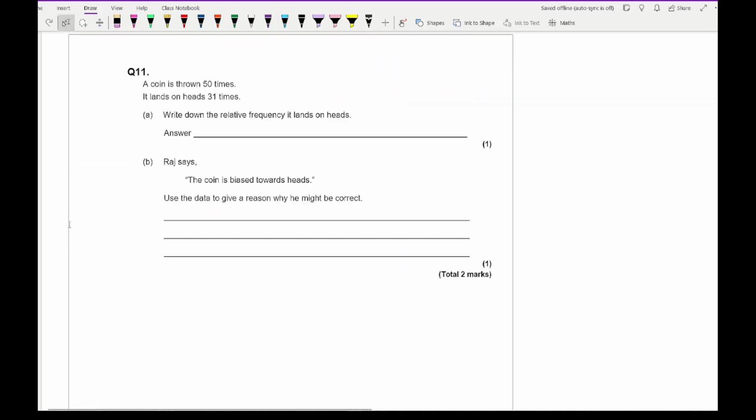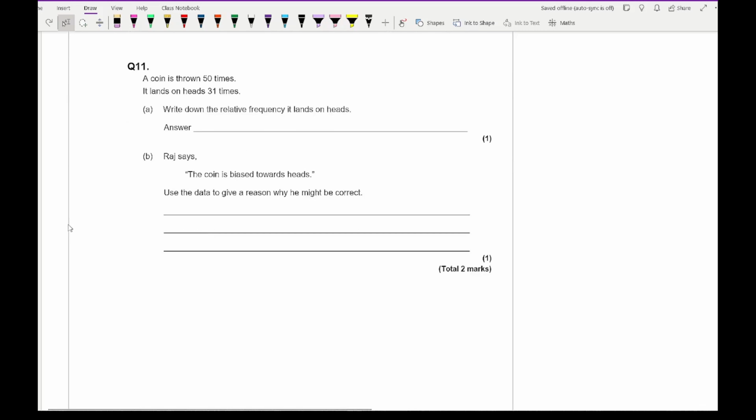Moving on to question 11, it says that a coin is thrown 50 times. It lands on a head 31 times. Write down the relative frequency it lands on a head. So the number of times it landed on a head is 31 out of a total of 50. That can't be simplified, so I can leave it as that. Now you can either leave your answer as a fraction, or write it as a decimal, and that as a decimal is going to be 0.62.